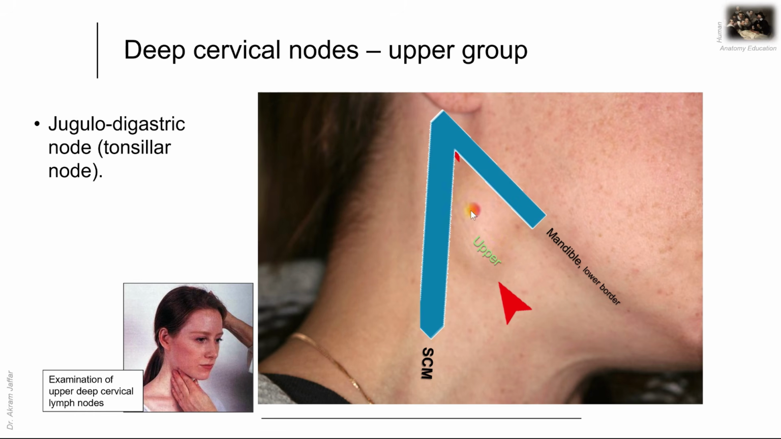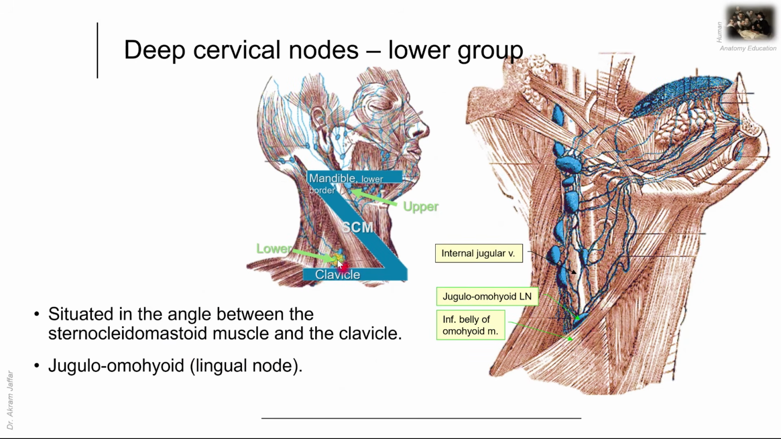You can see it here. This is an enlarged Jugulo-Digastric or tonsillar lymph node located in the angle between the lower border of the mandible and the sternocleidomastoid, and this is the way of examining the upper deep cervical lymph nodes in general. So as I said, they are divided into an upper group and a lower group. The lower group of deep cervical lymph nodes is situated in the angle between the sternocleidomastoid and the clavicle. See here, the boundaries are represented by the letter Z. So the upper group in this angle and the lower group in this angle.